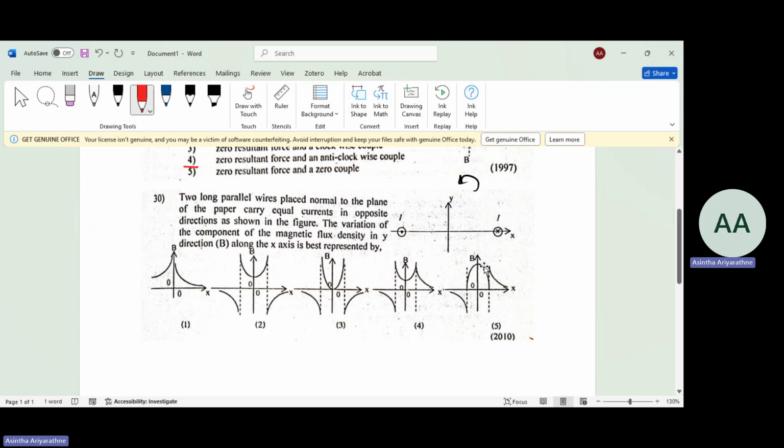Right, so here two long parallel wires placed normal to the plane of paper carry equal current in opposite direction, as shown in the figure. The variation of the component of the magnetic flux density in y direction along the x-axis is represented by.